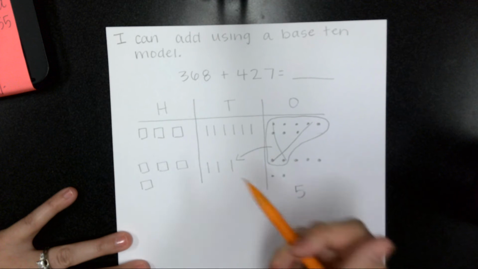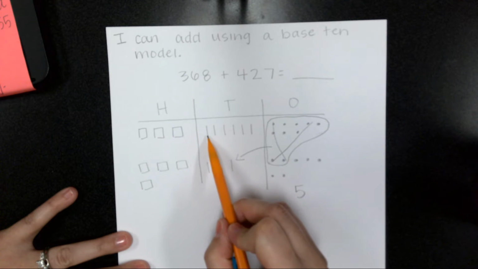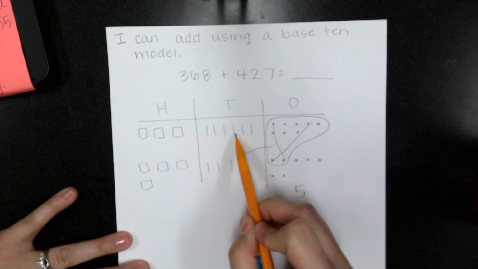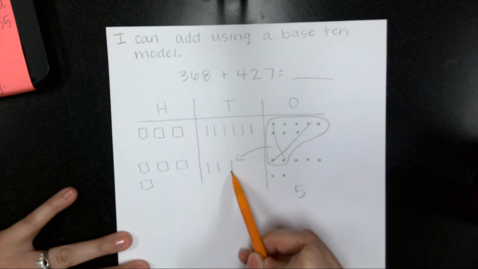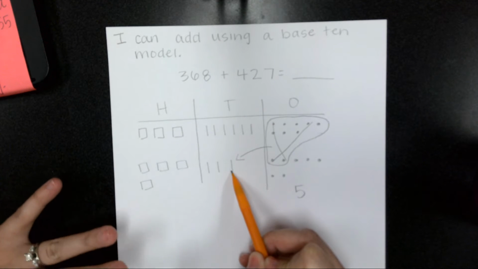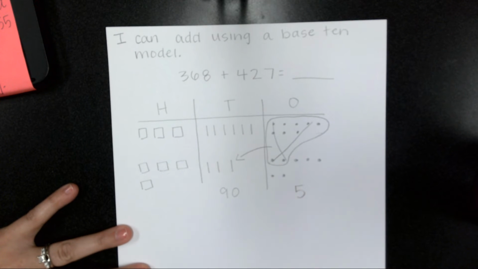So now let me come on over to my tens place. Count those tens with me, and let's count them by tens. 10, 20, 30, 40, 50, 60, 70, 80, 90. Well, I don't have a whole other 100 here. I only have 90, so I'm just going to write 90 because I have 90 in my tens place.